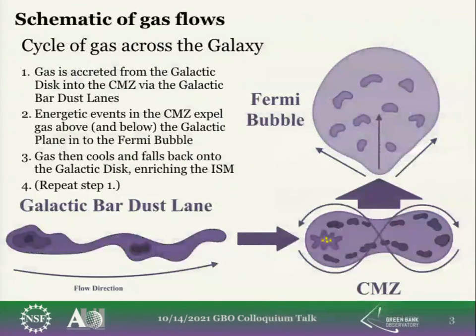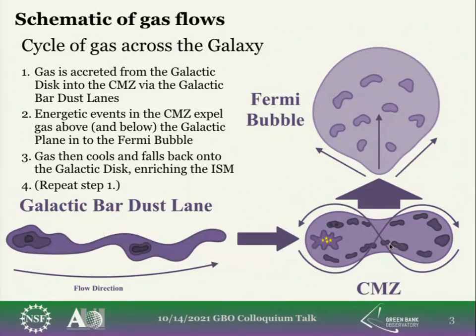All right, so the main focus of my talk today is going to be the gas transport across the inner regions of the Milky Way galaxy. I'd like to highlight what the cycle of gas is across the galaxy in general. I have here a schematic showing how gas is being transported. First, you get gas that is flowing into the CMZ via those galactic bar dust lanes that we saw in the previous slide. Then you have gas swirling around in this almost twisted ring-like structure in the inner regions of the Milky Way galaxy, in the CMZ.